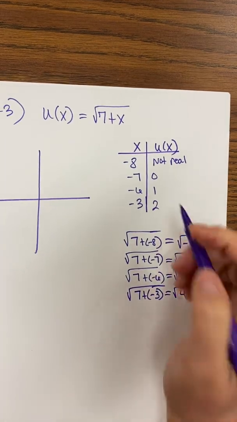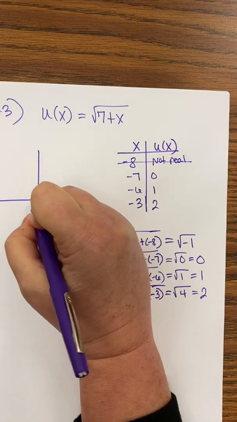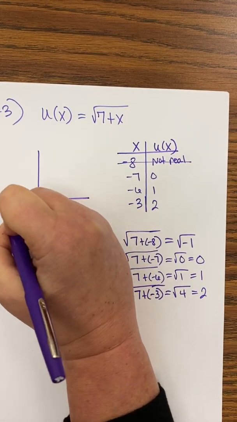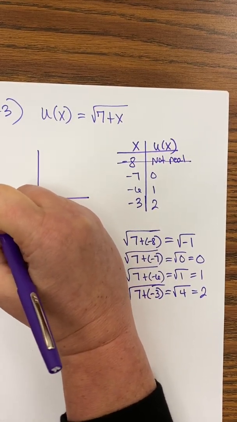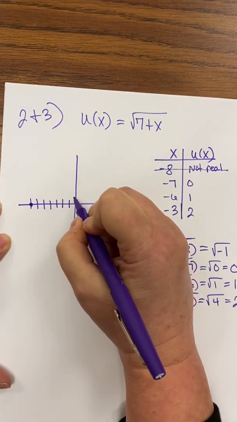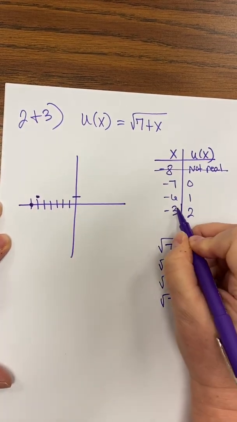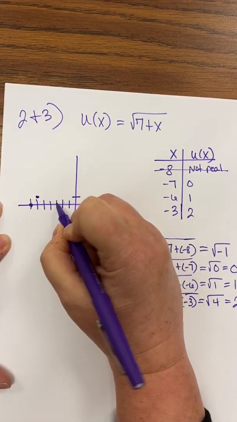So go to my graph. Graph the points. -7, 0. There's your first point. -6, up 1. And -3, up 2.